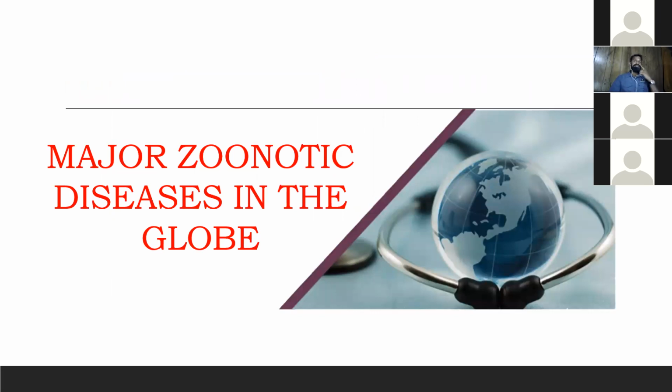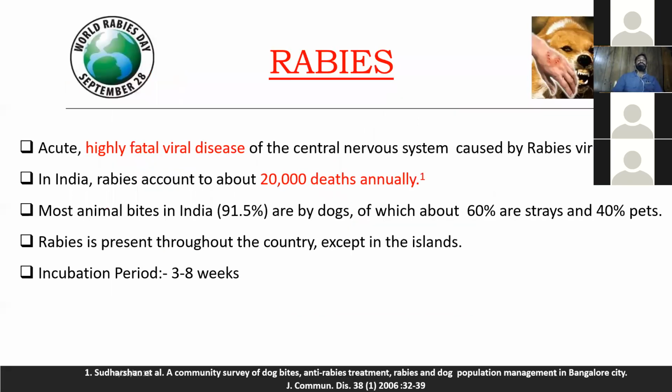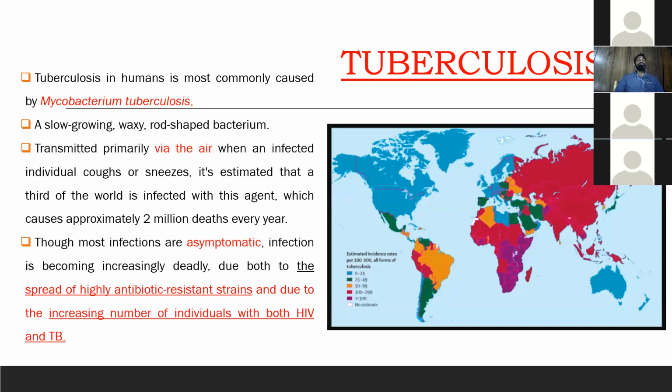So, major zoonotic diseases in the globe. I just wanted to touch upon a few of the diseases, like rabies, an acute highly fatal disease. In India, rabies accounts for about 20,000 deaths annually. Of most animal bites in India, 91.5% are by dogs, of which about 60% are stray and 40% are pets. Rabies is present throughout the country except in the islands. Incubation period is 3 to 8 weeks.